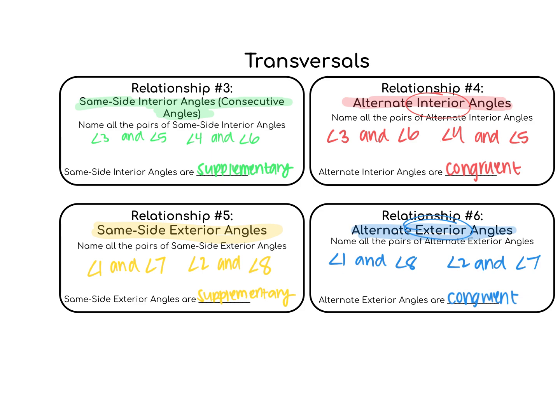Again, we'll summarize them all. Then we talked about the same side interior and same side exterior angles. These ones are supplementary. They're always on the same side of the transversal, and they're either interior or inside angles or outside exterior angles. And then the last ones we talked about were those alternating ones. And those are either alternating interior or exterior, and those ones are always congruent.